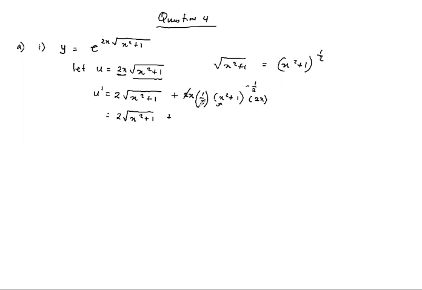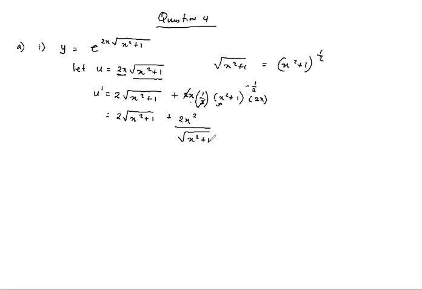Hello? What are we finding on this question? We are finding the derivative of y. Oh, yes. So x times 2x, we get 2x squared, and then we can say over the square root of x squared plus 1.